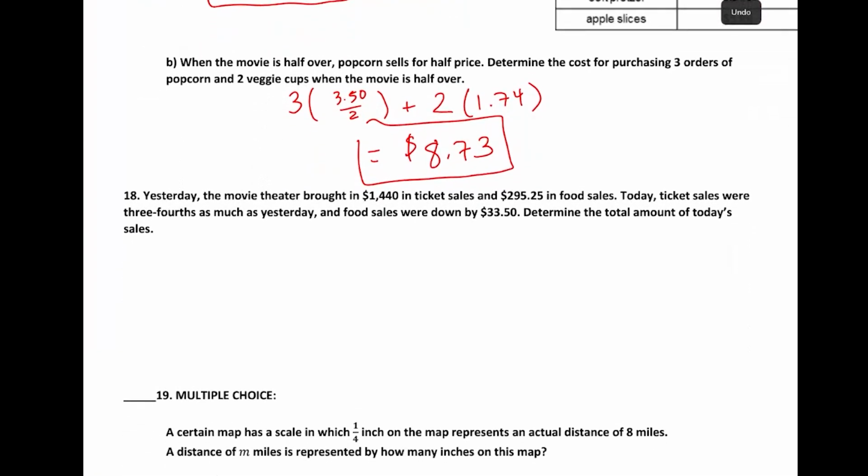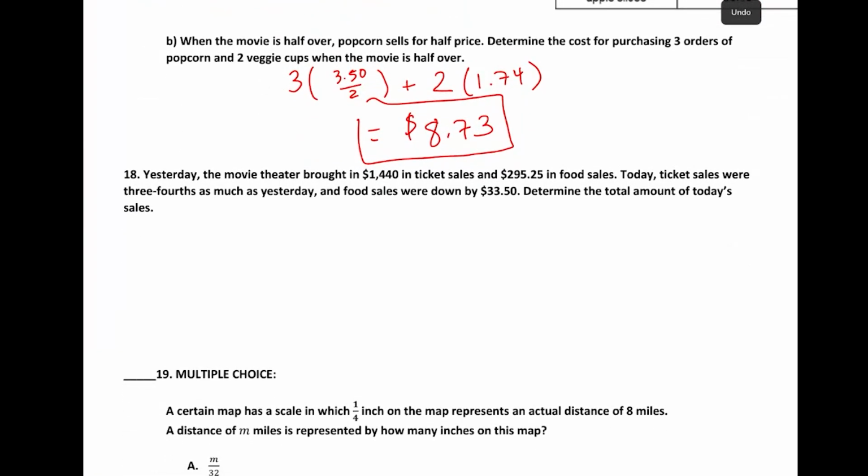Number 18 says, yesterday, the movie theater brought in $1,440 in ticket sales and $295.25 in food sales. Today, ticket sales were 3/4 as much as yesterday, and food sales were down by $33.50. Determine the total amount of today's sales. Okay, so yesterday, we had $1,440 in ticket sales and $295 and a quarter in food sales.